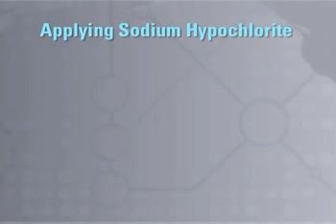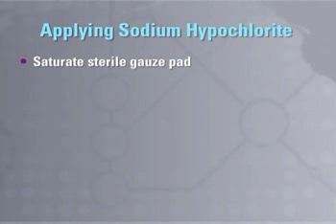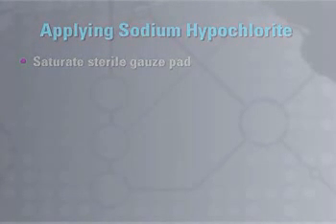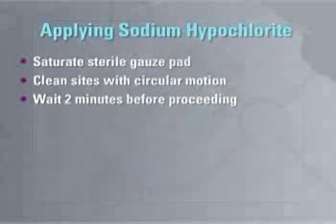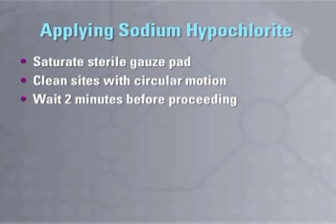Sodium hypochlorite is an alternative antimicrobial agent. Saturate a sterile 2x2 gauze pad with the cleanser. Start cleaning at the insertion site in a circular outward motion. Wait 2 minutes before proceeding with the cannulation. The skin may also be cleansed with 70% alcohol using a circular rubbing motion. However, alcohol has a short bacteriostatic action time and should be applied 1 minute immediately prior to needle cannulation.